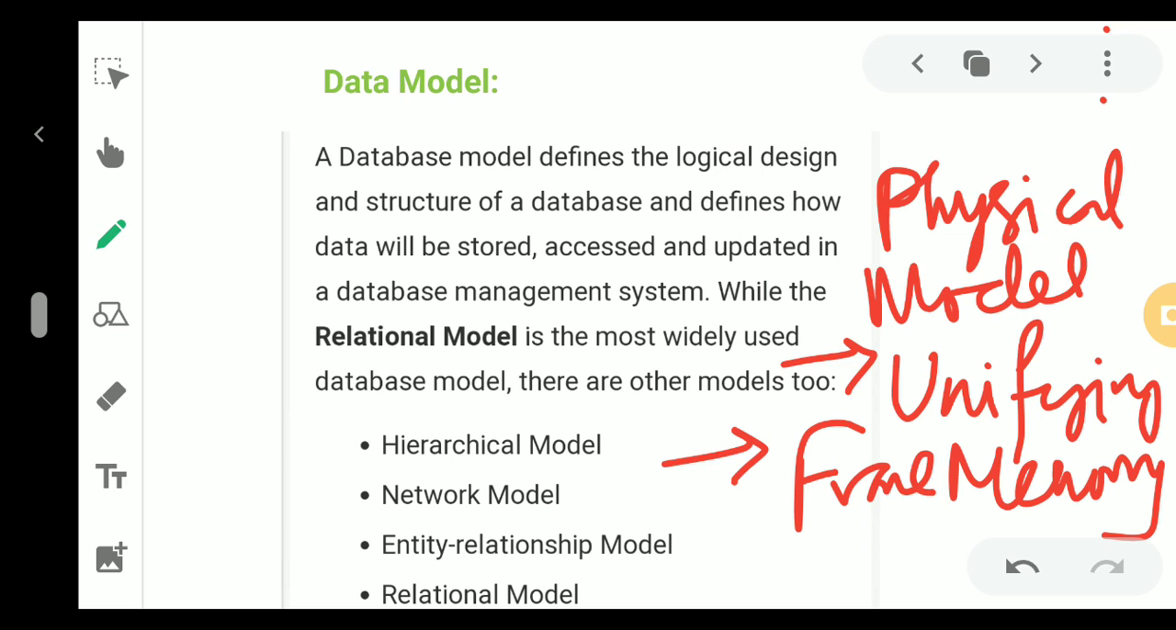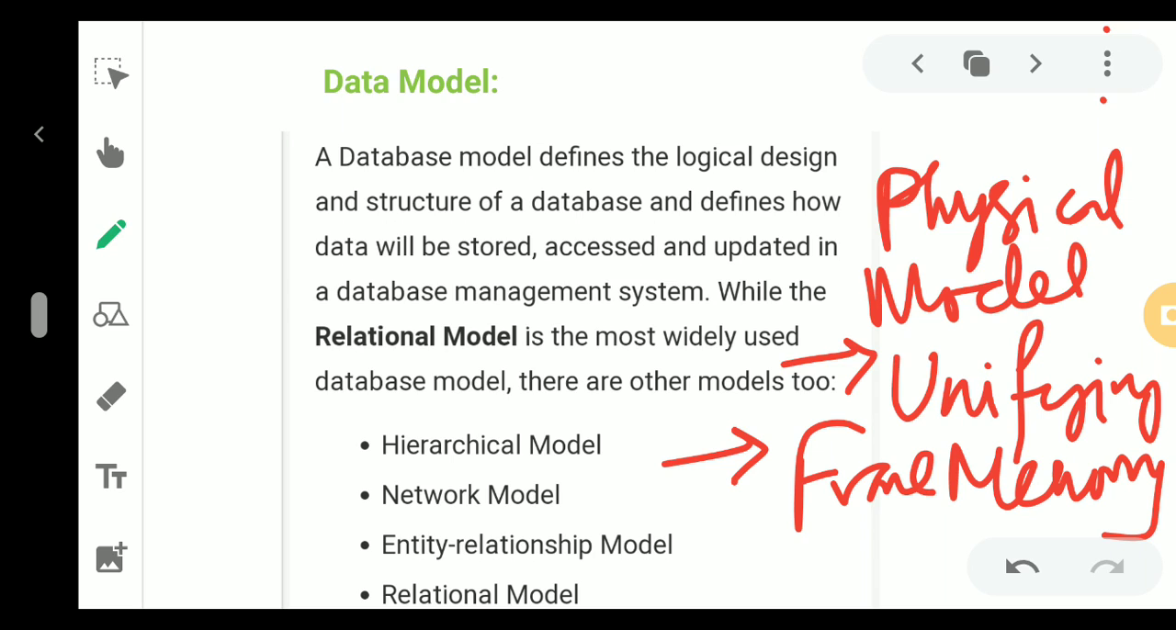There are also record based logical models. These data models are used to describe the data at the logical and the view level. They use concepts that may be understood by the end user and, at the same time, are close to the way data is actually organized within a computer.